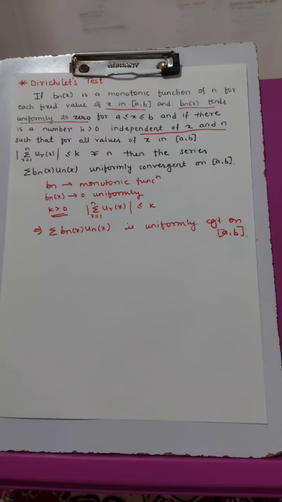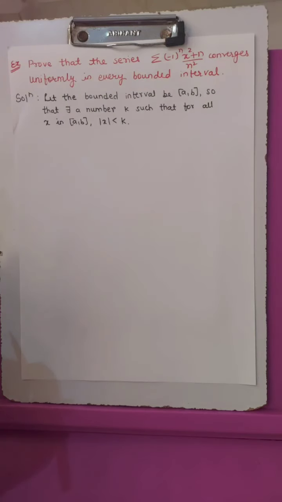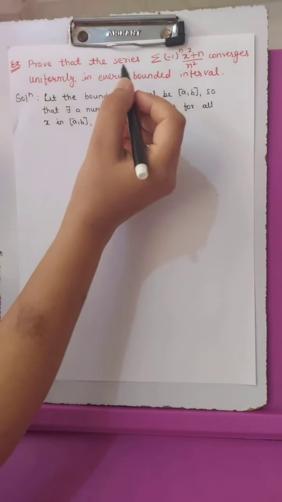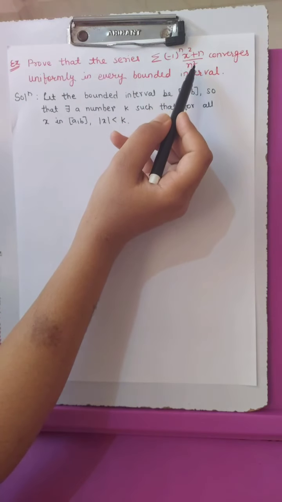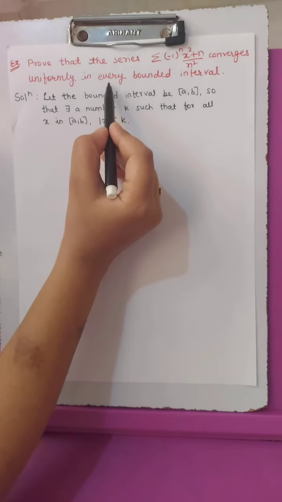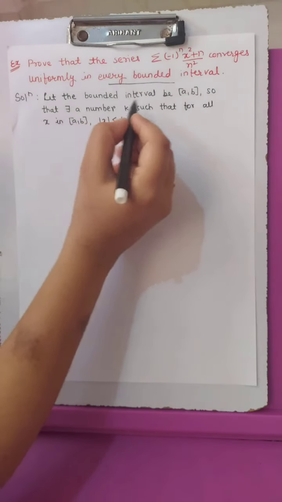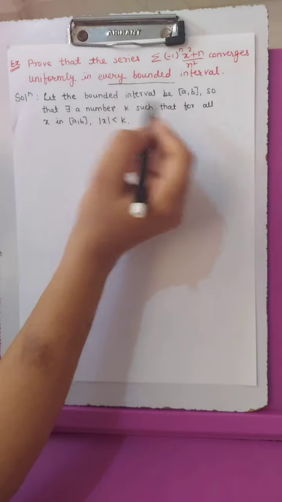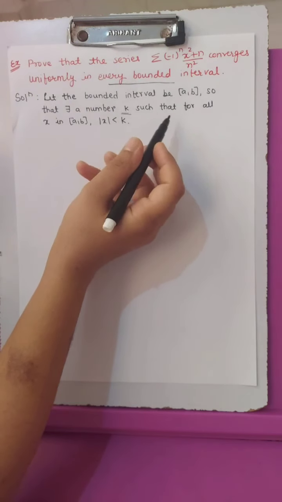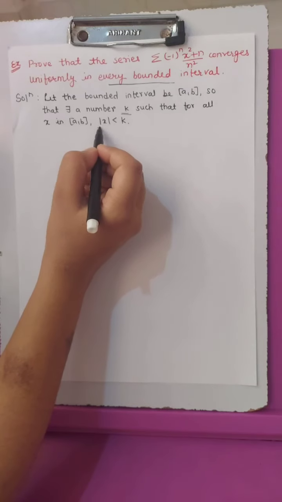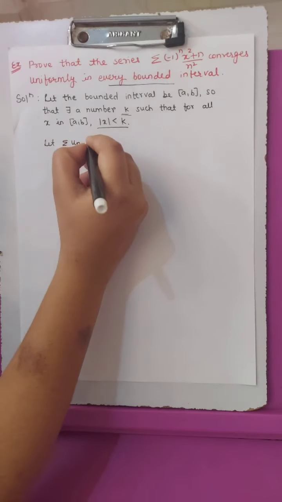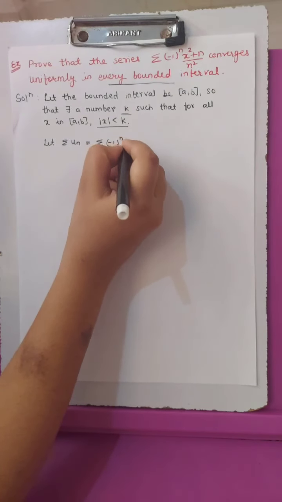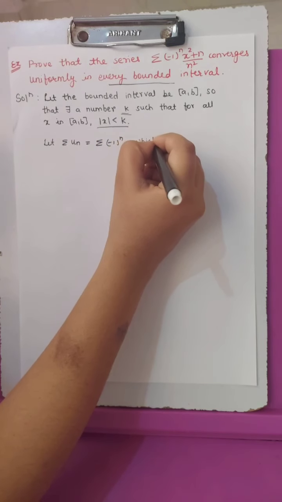Now we will see one example concerning Dirichlet test. So this is the example which we will prove using Dirichlet test. Here we have to prove that the series summation (-1)^n (x square plus n) upon n square converges uniformly in every bounded interval. So let the bounded interval be ab, so that there exists a number k such that for all x in interval ab, mod x is less than k, and also let summation un be equal to summation (-1)^n, which oscillates finitely.